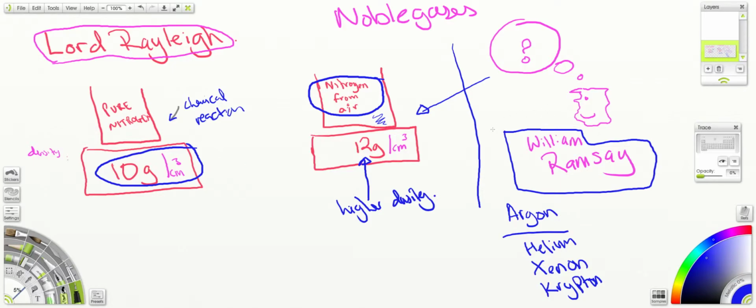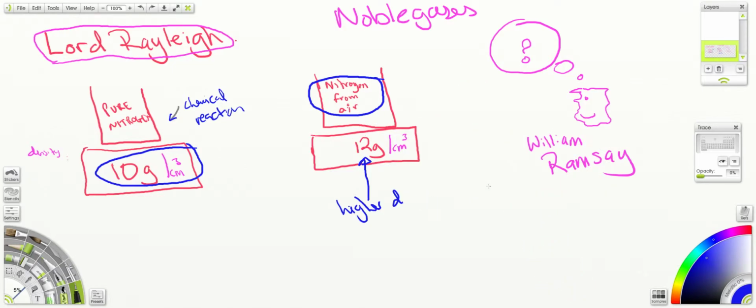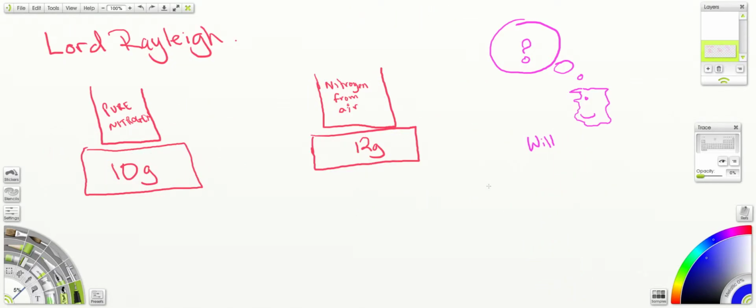And so that's how he discovered them. He separated out everything and ended up finding out that the extra density can be accounted for by these other very unreactive elements. So what a geezer, what a geezer. Hats off to him. So now we're going to look at some of the properties of these noble gases.